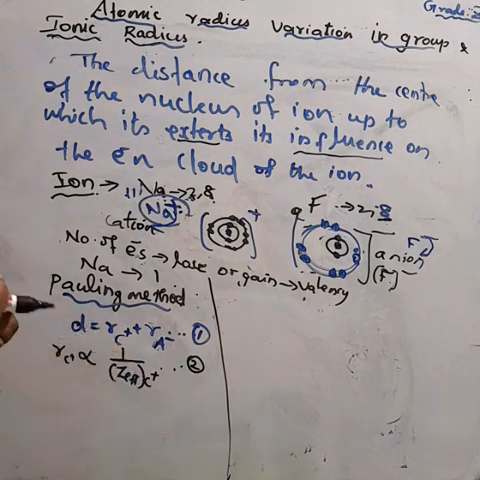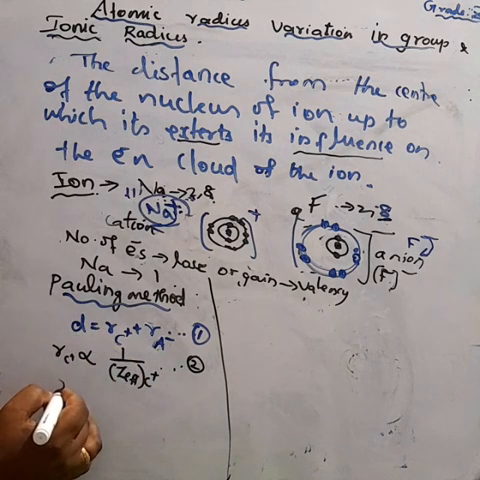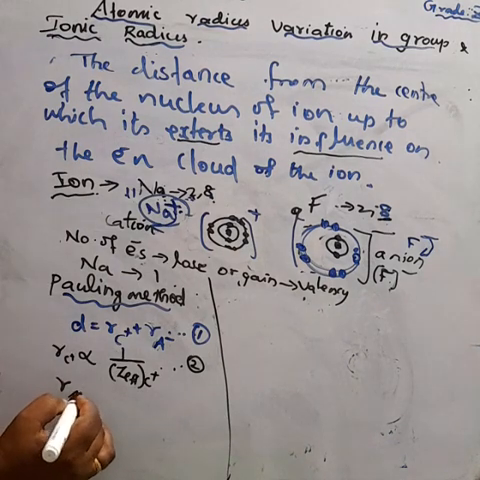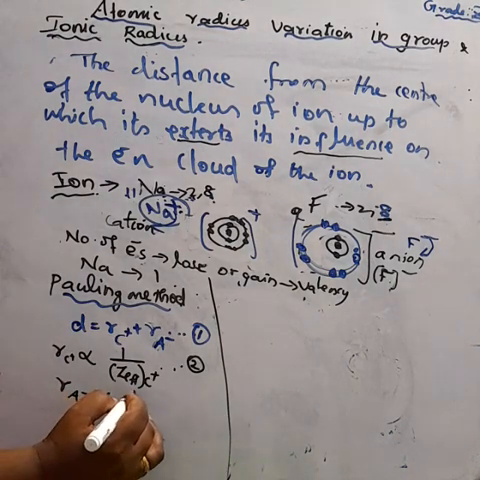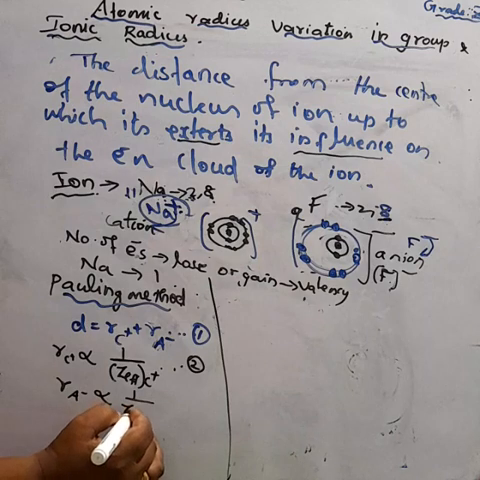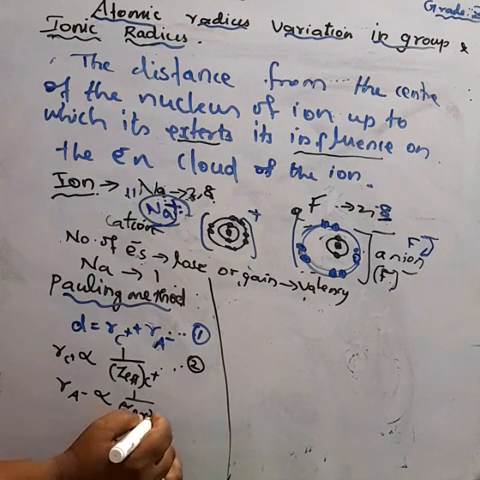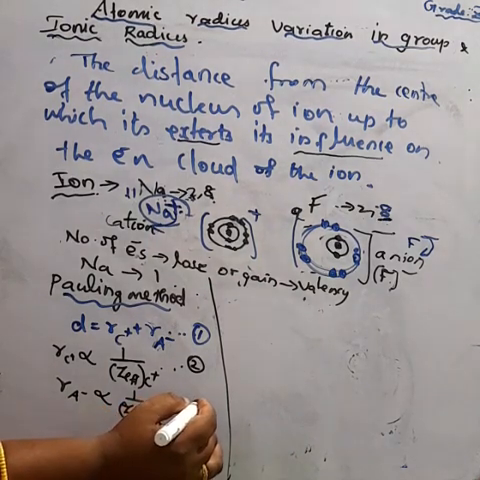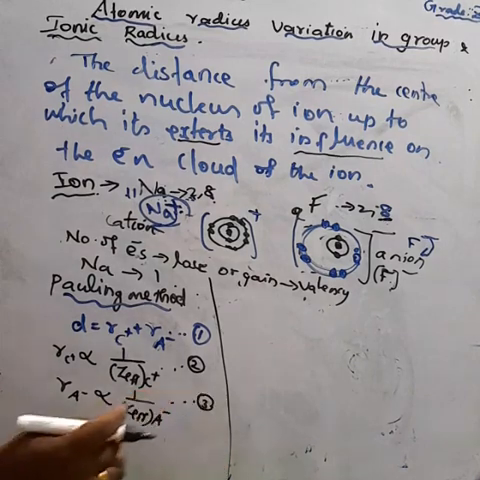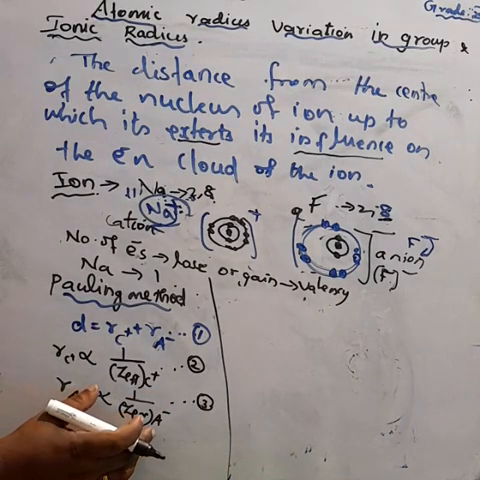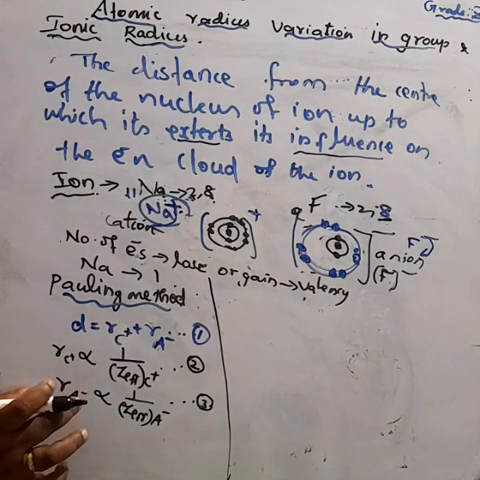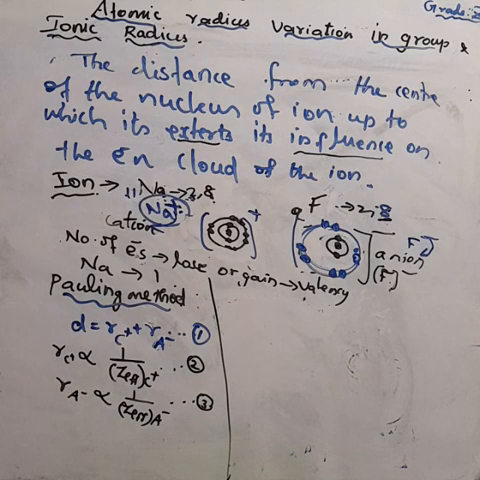Like that, the radius of the anion, R_A^-, is inversely proportional to the effective nuclear charge. When the effective nuclear charge is high, the radius of the anion will be low. When the effective nuclear charge is low, the radius of the anion will be high. Understood? So these are about the second assumption.